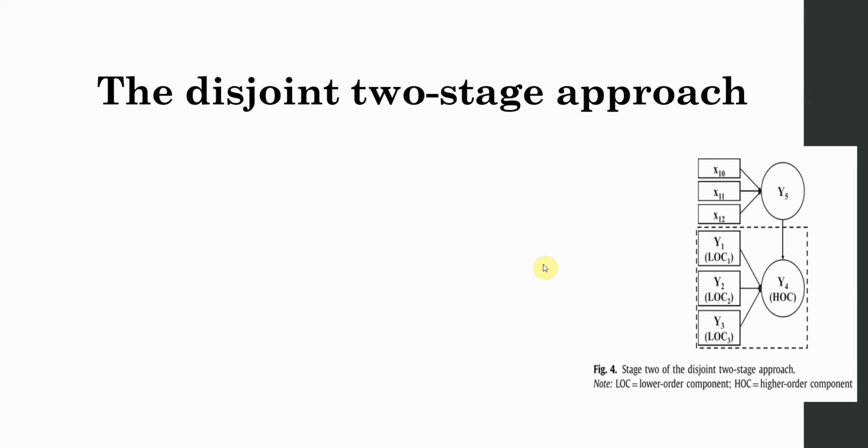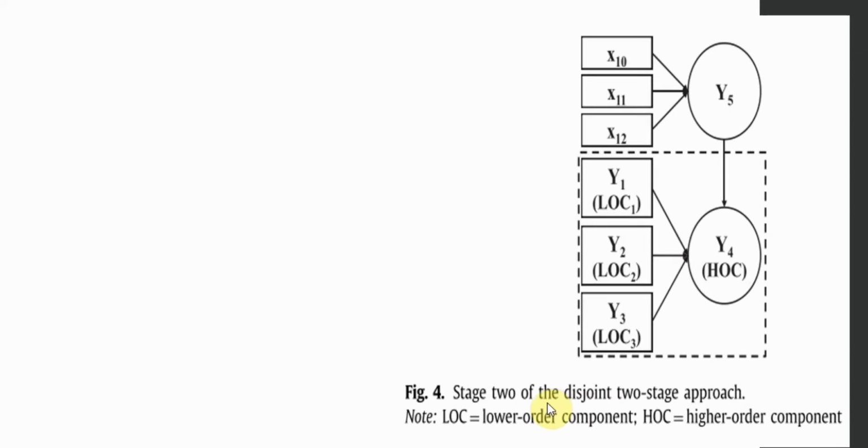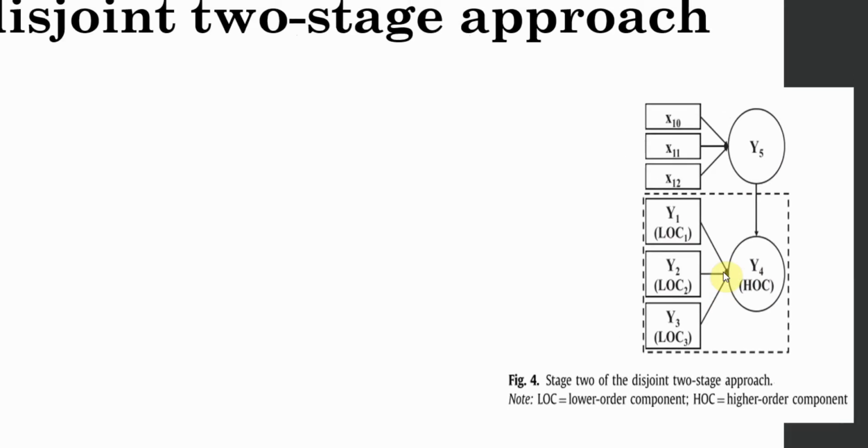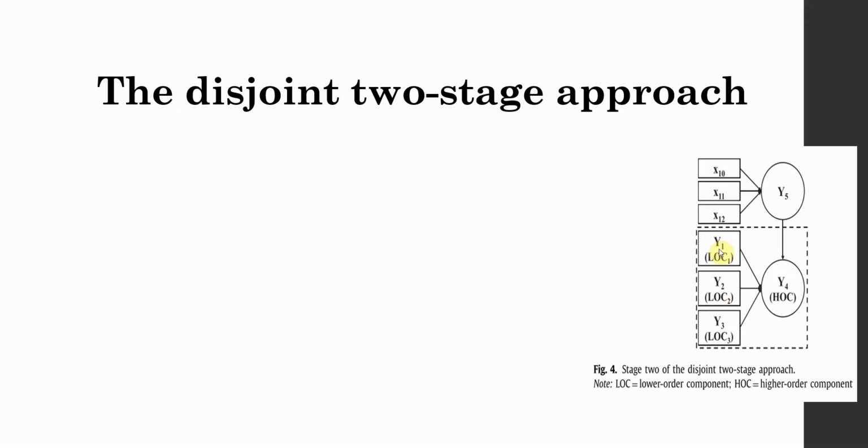The disjoint two-stage approach. Now have a look here. Stage 2 of the disjoint two-stage approach. Now this is the stage 2, whereby you've got this higher order construct measured formatively, and you've got your lower order construct, that is the composite scores, latent variable scores generated at the first level. But look at the other lower order construct. You see the indicators instead of the latent variable score. If this was embedded two-stage approach, there would have been just one variable, that is the latent variable score for this variable. Now, how do you get latent variable score? I'm just going to tell you.